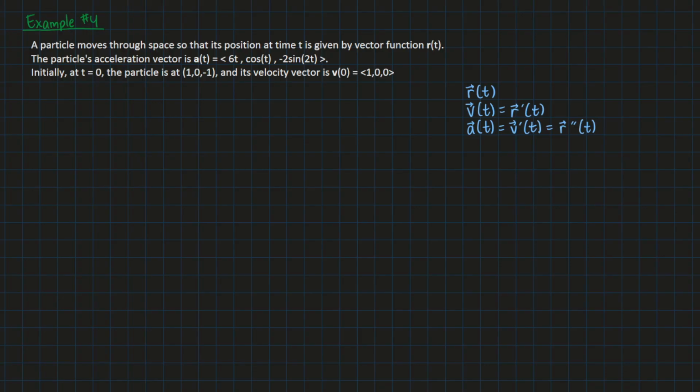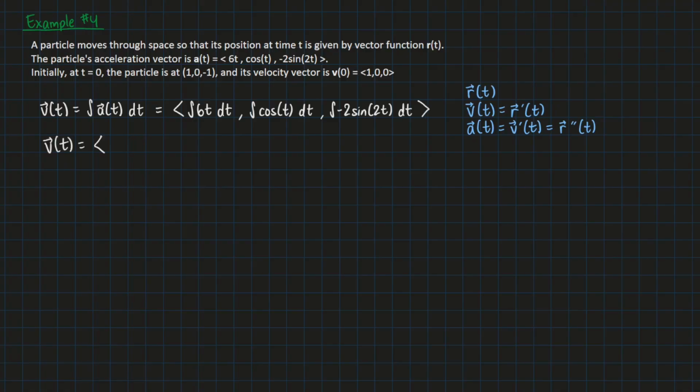So if we want to go from a of t to v of t and v of t back to r of t, we would need to integrate. So v of t equals the integral of a of t with respect to t. So we'll get 3t squared plus c1 sine of t plus c2 and cosine of 2t. If you take the derivative of cosine of 2t, we'll have the negative sine of 2t and then multiply by the derivative of 2t, which is 2. And then we have plus c3.